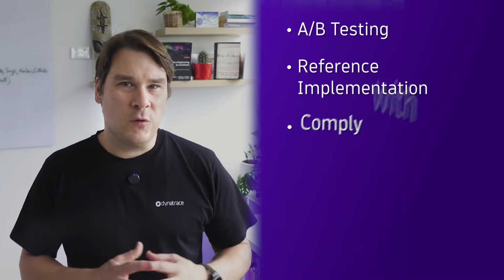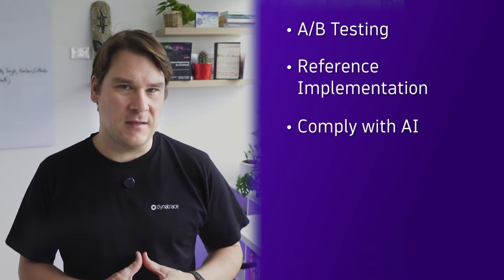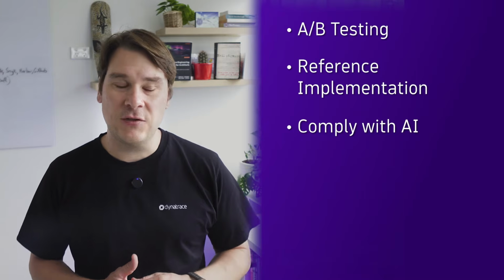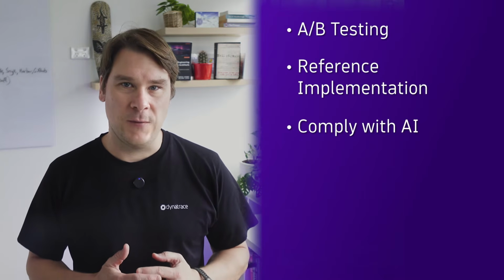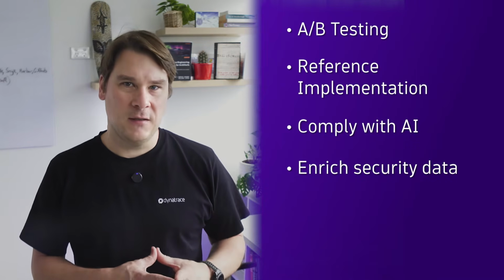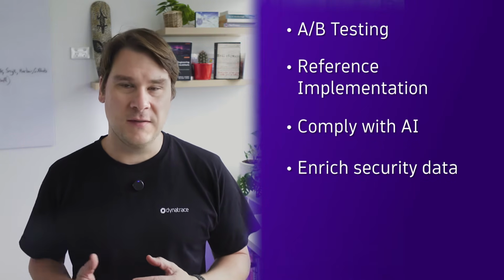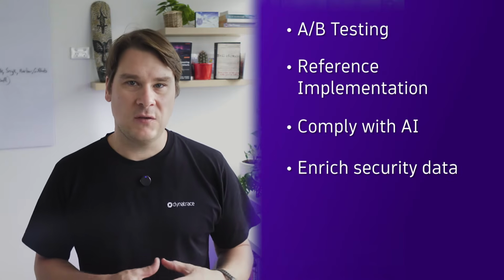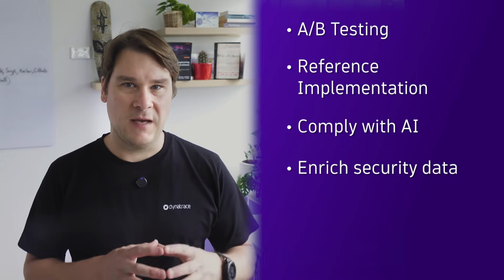Next, we'll talk about how Dynatrace can help you to comply with AI regulations like the EU's new Artificial Intelligence Act using AWS EventBridge and OpenTelemetry. Then I'll touch on how you can enrich your security data from tools like Snyk, SonarQube, AWS Guardrails, and others with that runtime contextual information that you can get from Dynatrace, so you can have both together.